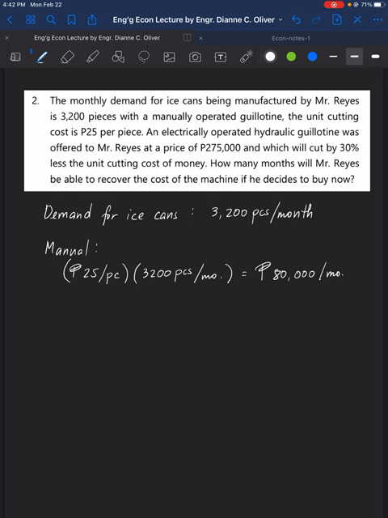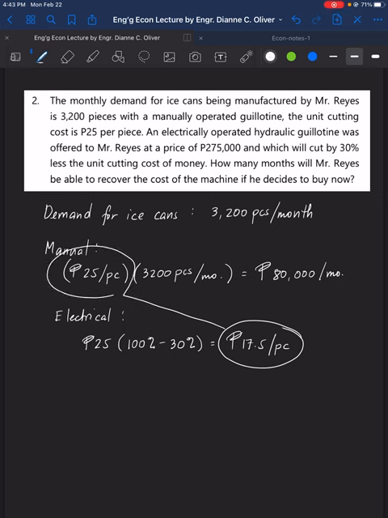Now here comes the electrically operated guillotine. The unit cutting cost has been reduced by 30%. So how do we show that? So 25 pesos multiplied with, so it is being reduced by 30%. So that means the unit cutting cost becomes 17.5 pesos per piece. So it has been reduced compared to the former unit cutting cost.